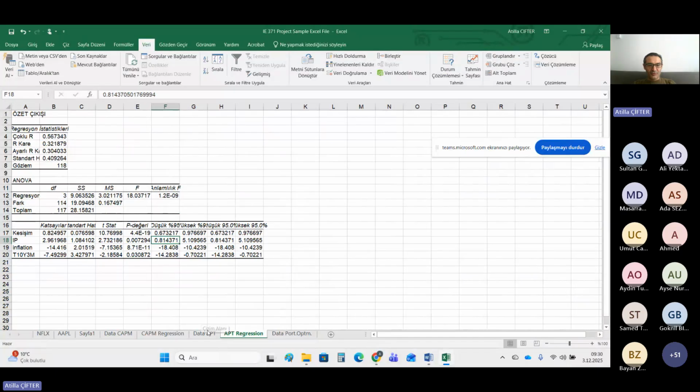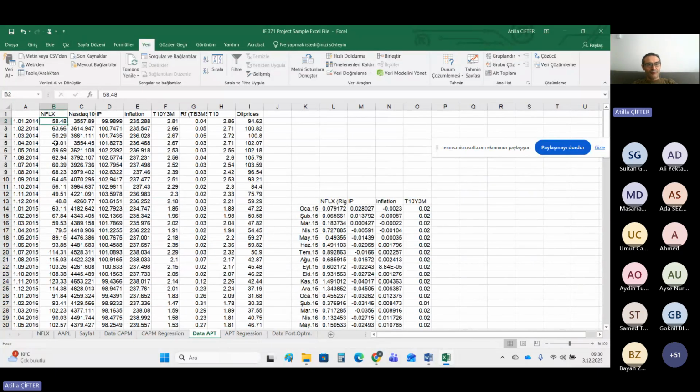So in arbitrage pricing theory, here you can see you need to just paste your own stock here. I will send it to you. You can see that we have too many variables here. Which variables do we use? We use our individual stock, industrial production, inflation, and the 3-month treasury bill, which is taken from here.